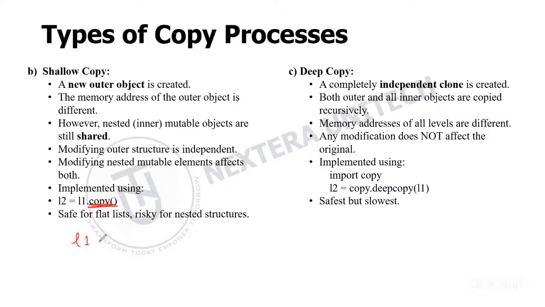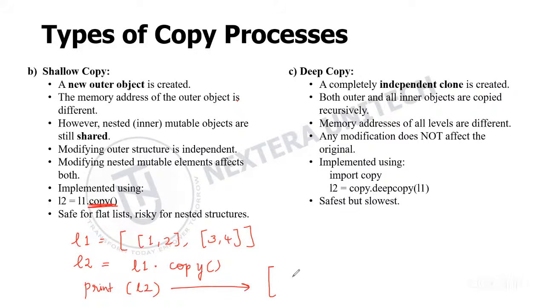So I have some L1, let's say [1, 2], [3, 4]. So I have some L1 object. Now what I'm doing is copying using the shallow copy operation. I'm copying L1 elements into L2, so L1 dot copy. When I do this, the L1 elements are copied into L2. So when I print L2 here, the elements will be [1, 2] and [3, 4] only.